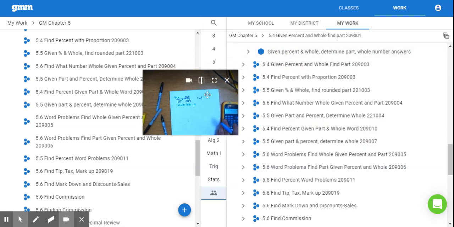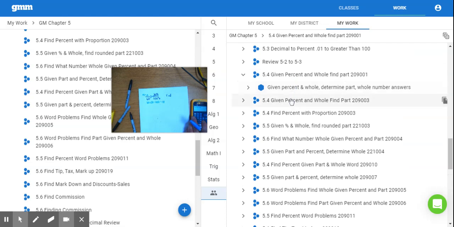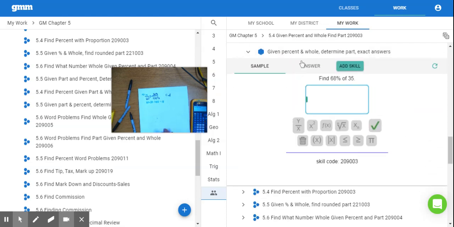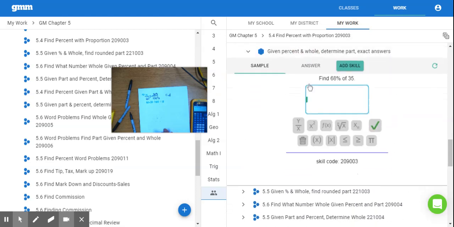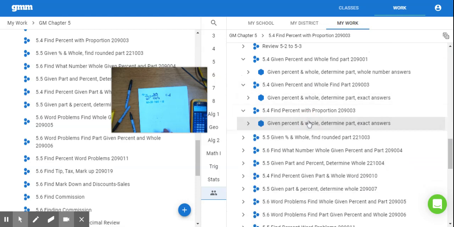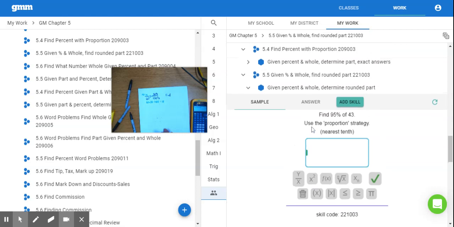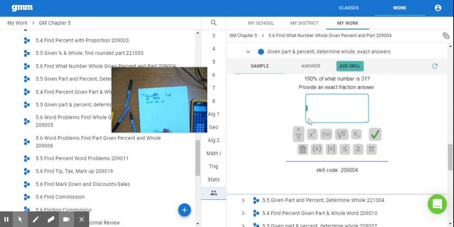Okay, the next type of problem that you're going to see is where you're missing a different part. The deal is you're only ever missing one of these three pieces. You're either missing the is, the of, or the percent.